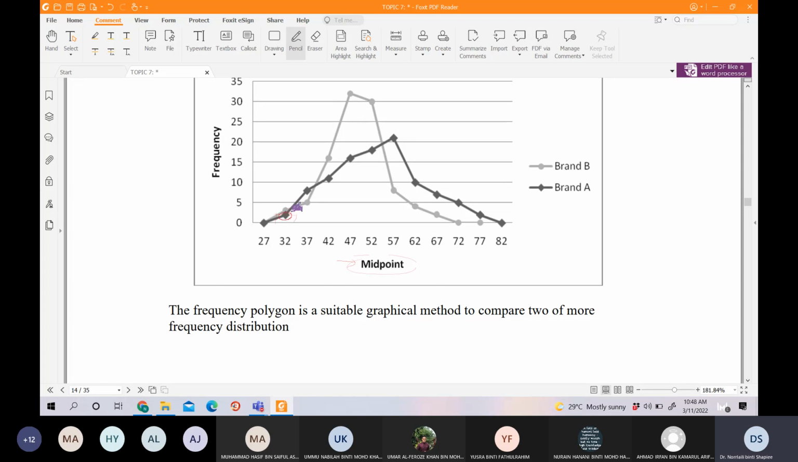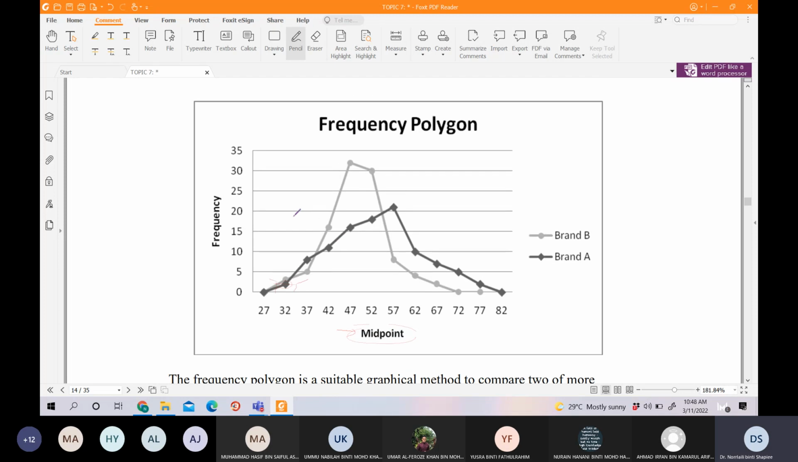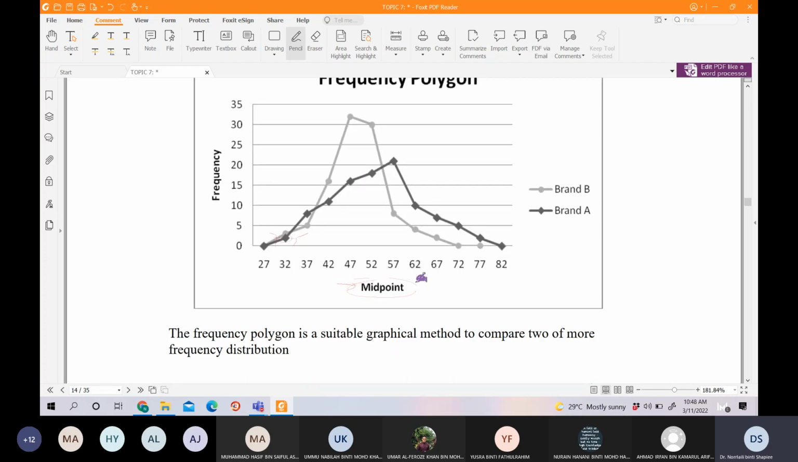Because this is our midpoint, between the lower class boundary and the upper class boundary. But this graph didn't show the histogram directly; it shows the frequency polygon. So that's why it put the midpoint here. But we already know that we get the midpoint from the class boundary.